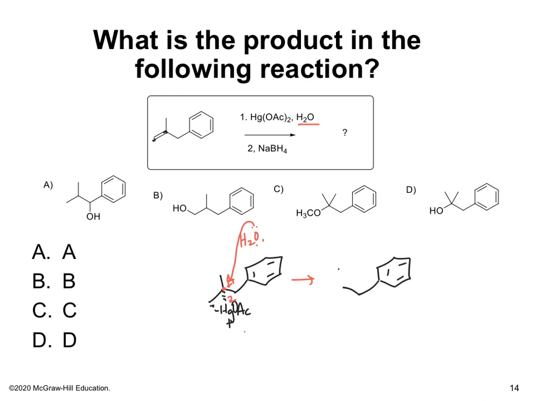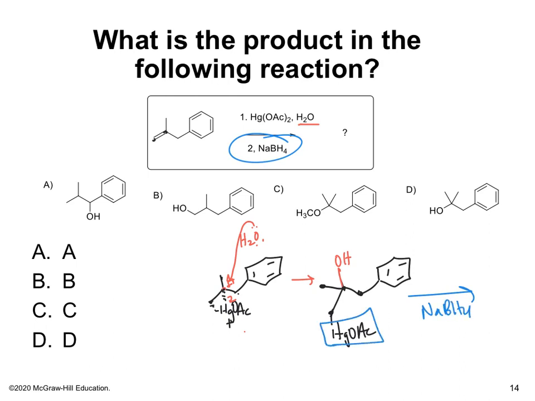And so here we have OH here. We have that carbon there. And then we have mercury acetate. Make sure you got the right number of carbons. 1, 2, 3, 4. 1, 2, 3, 4. And then the second step is sodium borohydride. And that's just going to replace this mercury acetate with a hydride. And we draw that in our notes.